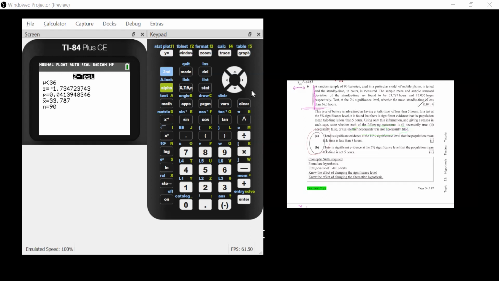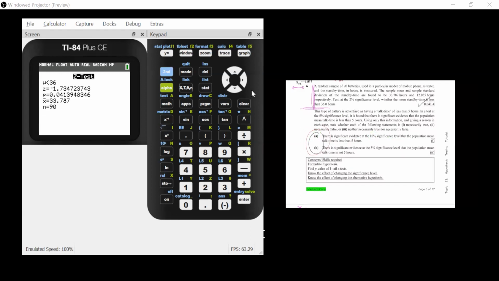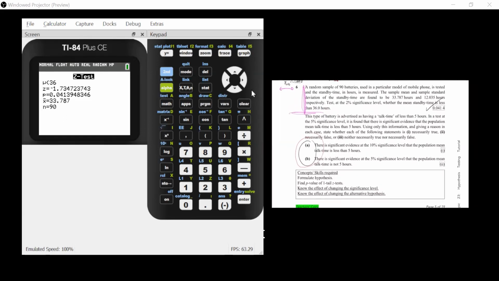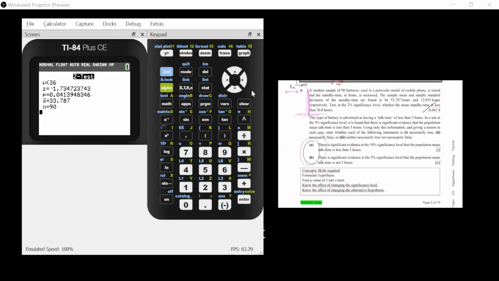Part A, there is a significant evidence at the 10% significance level that the population mean talk time is less than 5 hours. So what you need to do here is not to go and do some calculation, because we cannot do the calculation. There is no mean, there's no variance given to us. Right? Can we use the mean and variance from previous? I don't think so. Definitely not.